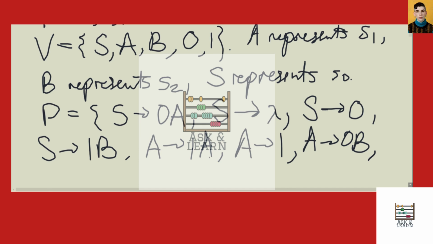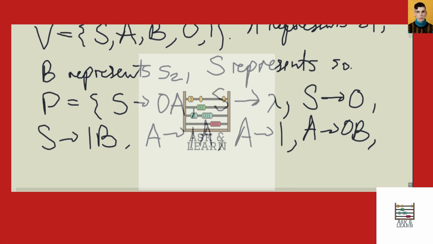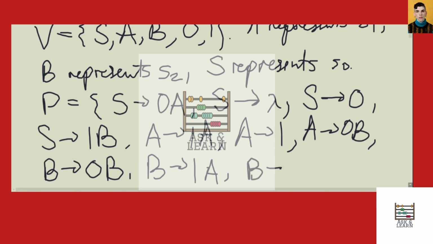Now we see that B can be replaced by 0B, since it has a loop at B labeled 0. And B can be replaced by 1A. And finally, because S1 is a final state, B can be replaced by 1.